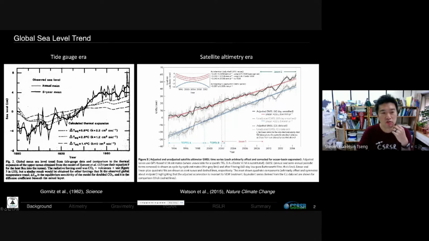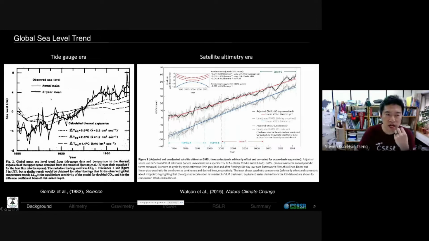Which means that the sea level rise rate is very low. It's like 0.08 centimeter per year, so it's less than 1 millimeter. It's very gradual, very smooth.